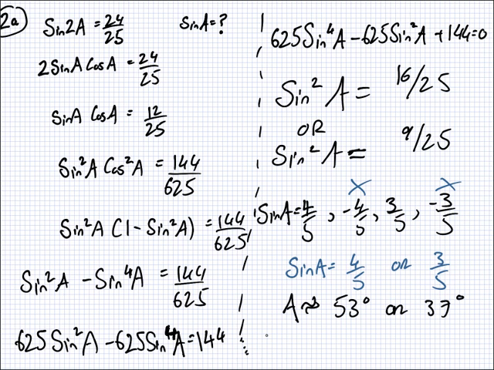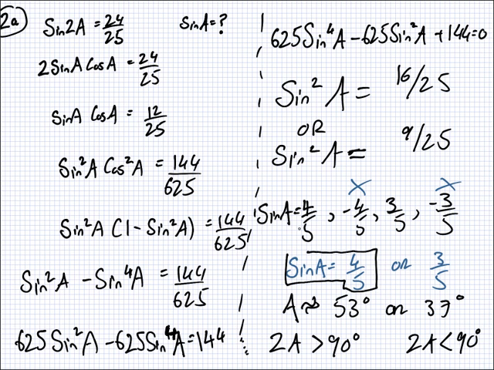Here this means 2A is more than 90, and here 2A is less than 90. And we said that A and 2A are acute. So it's only this answer. That's the answer. But it's difficult. Yeah, this is maths for engineering.